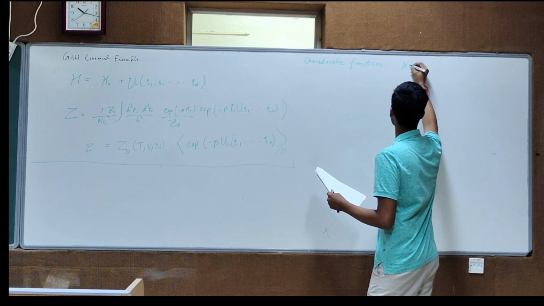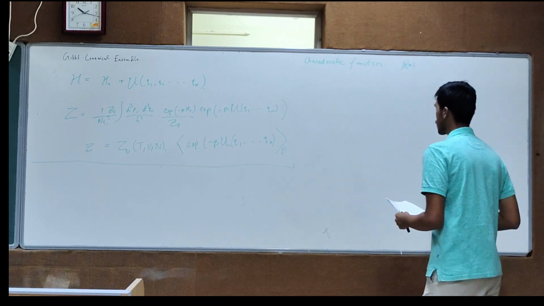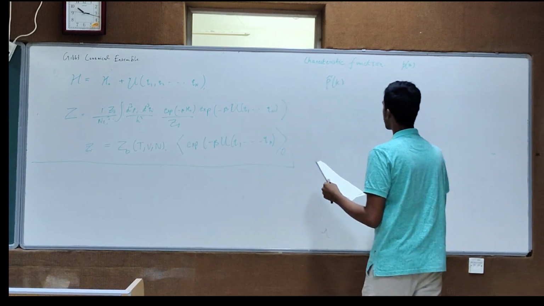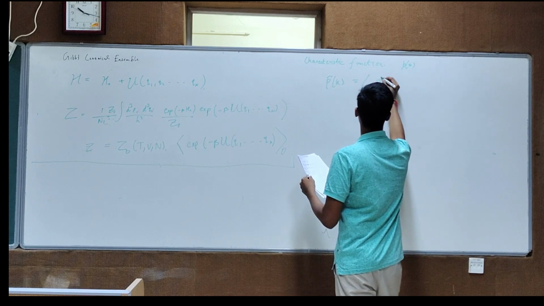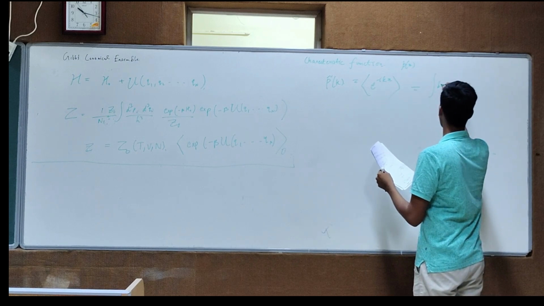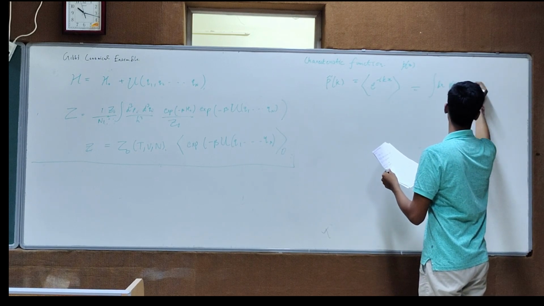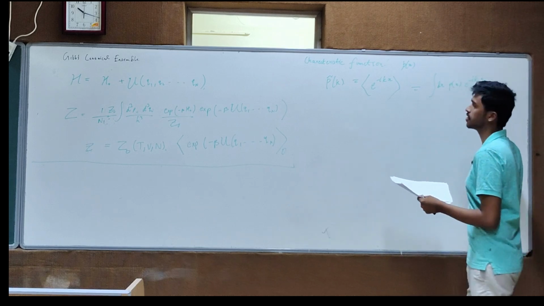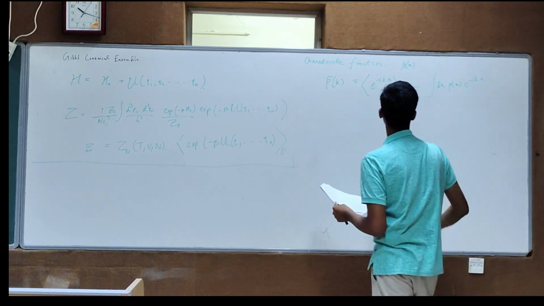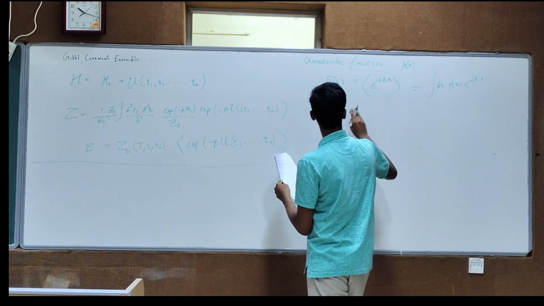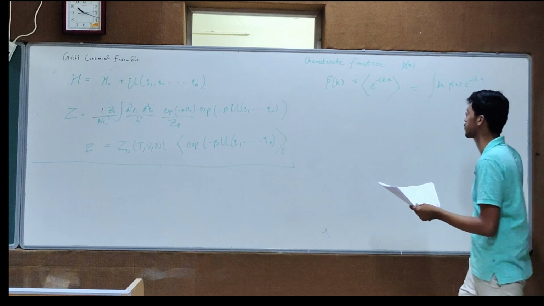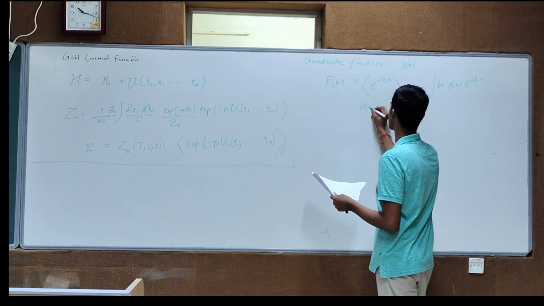If you are given a probability distribution P(x), you can define this quantity called P(k), which is just the average of e^(ikx), and this is just the integral of dx. This is like the Fourier transform of P(x). Now, once you have this quantity, you can invert this Fourier transform. You can always invert a Fourier transform, and you can get P(x) in terms of P(k).